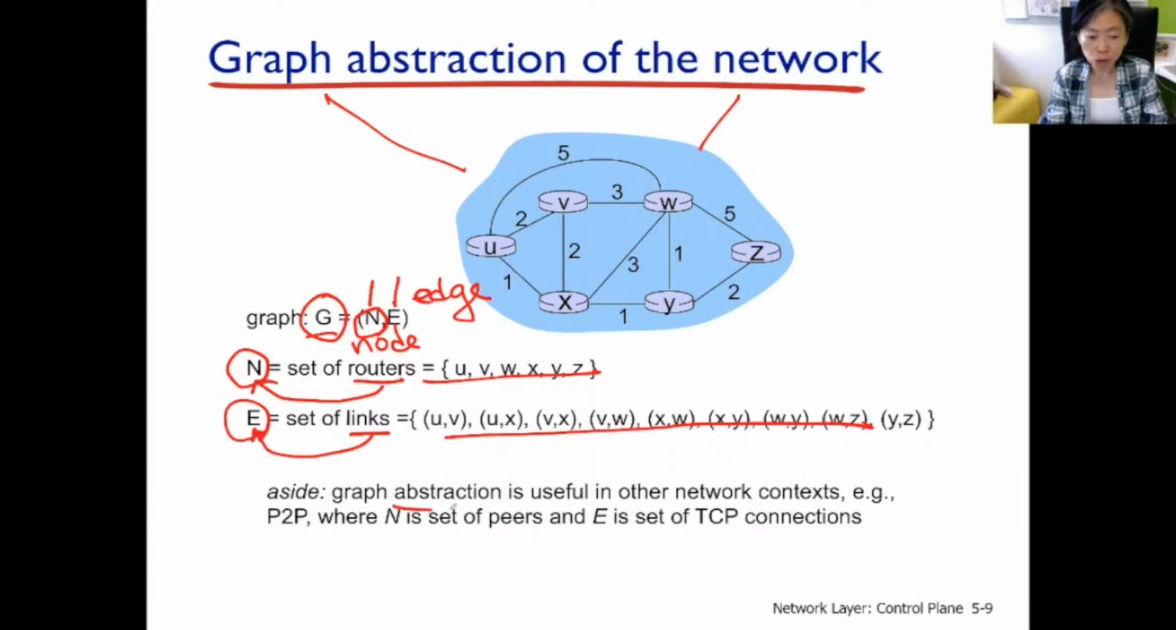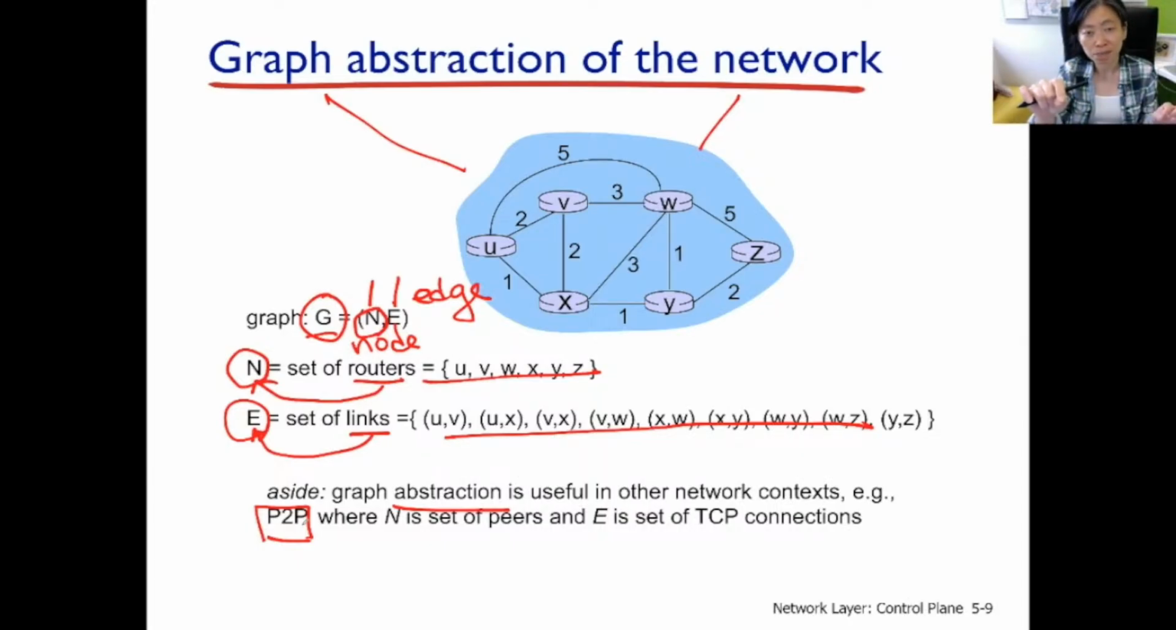And such an abstraction is really convenient later on when we're introducing the algorithm. It could also be useful when we're talking about other kinds of networks. So for example, in the application layer, chapter 2, for P2P, there are peers all around the internet, and we establish connections between the peers, right? So we could do what?